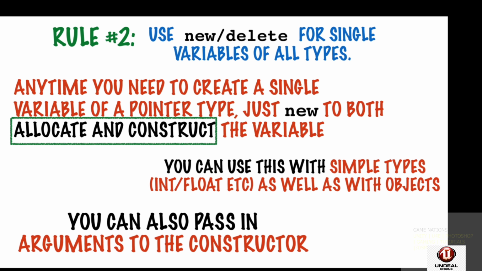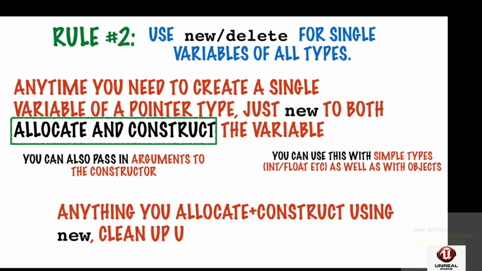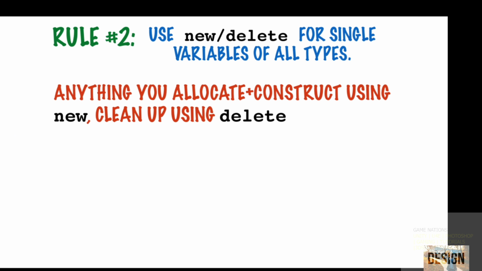Once you've allocated memory and constructed the object using new, you need to free up and deallocate the memory of this object at some point in time. So anything that you allocate plus construct using new, you clean up by using delete. That is the perfect corollary. So do not use new and free. For example, if you've used new, you use delete to clean up after yourself.